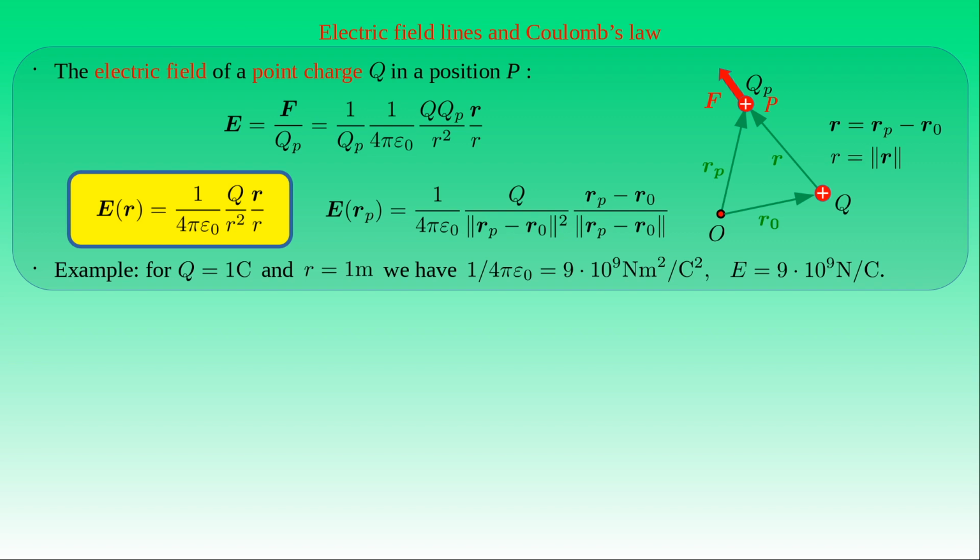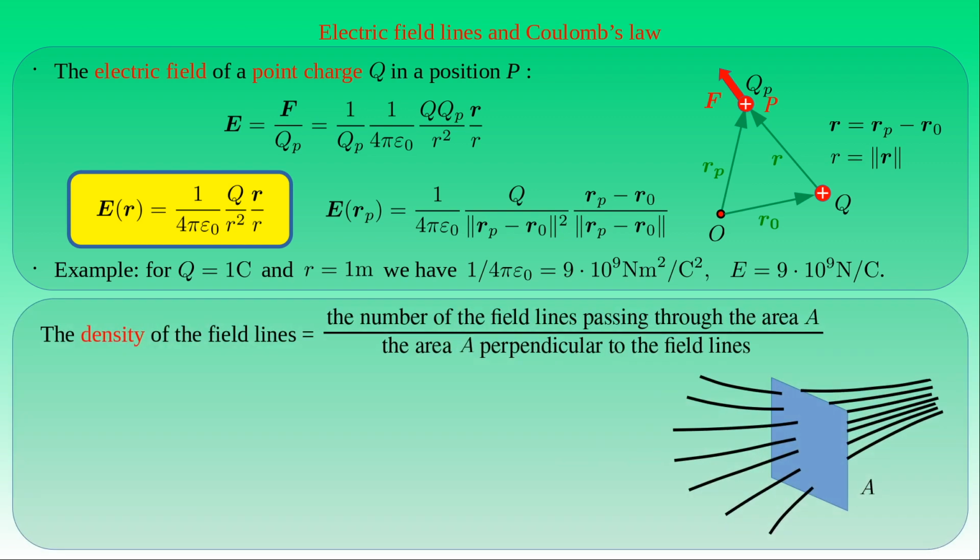We have seen that the electric field strength around the point charge q is inversely proportional to the square of the distance from the charge. Then we can specify the number of the field lines originating from the charge plus q or terminating at the charge minus q. This is equivalent to the specification of the density of the field lines, which can be defined as the number of the field lines passing through an area perpendicular to the field lines divided by the area.